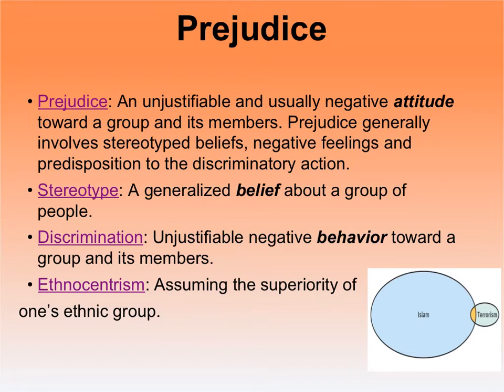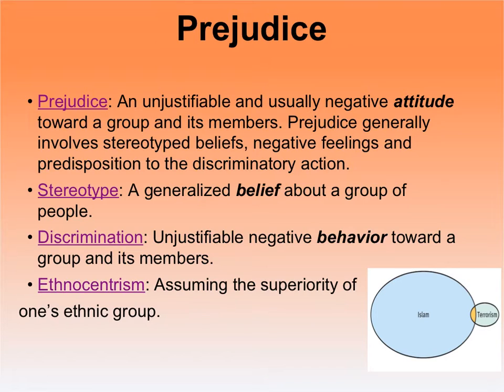Prejudice is an unjustifiable and usually negative attitude towards a group and its members. It generally involves all of the following: stereotype beliefs, negative feelings, and a predisposition to discriminatory action. So you see there's thoughts, there's feelings, and action. The thoughts, the belief, is often in the form of a stereotype. A stereotype is a generalized belief about a group of people.